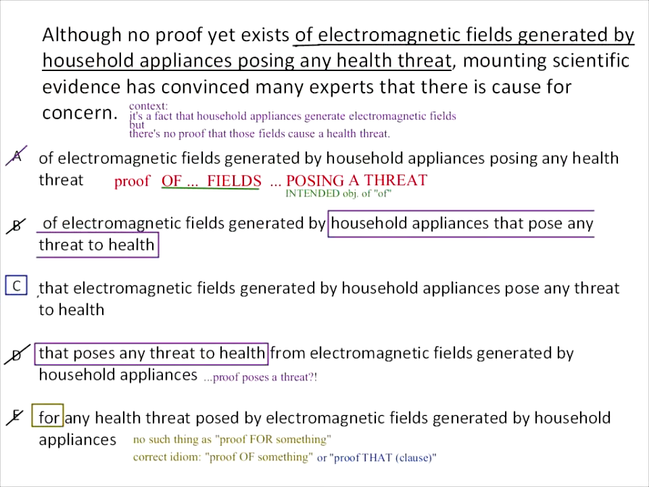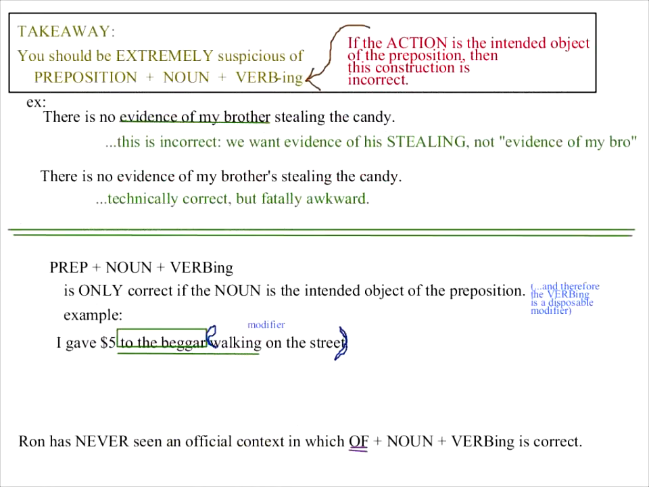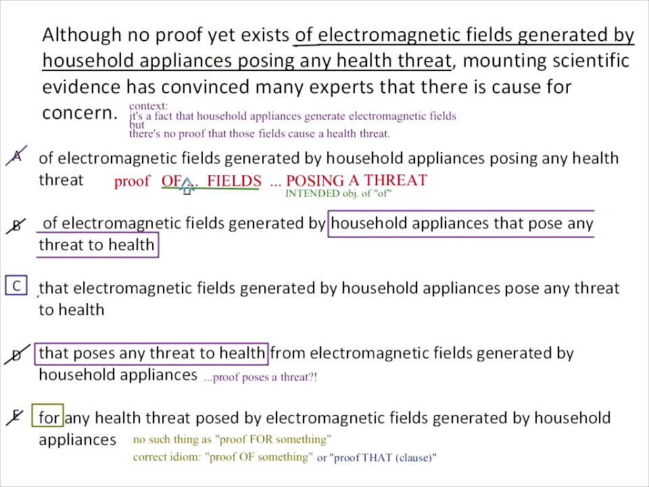The question is, how do you fix A? You would fix A by basically converting it into C. That's pretty much the only way to do it. Because you can't make minor fixes to A. Because if you do, the only minor fix you could make would be something like this. And as we've said, that fix is still fatally awkward. So the only way to fix "of fields posing" is to change it to "proof that fields pose a threat," which is exactly what choice C does. So really the only reasonable way to fix A in this problem is to turn it into C. Okay, I hope that answers your question.